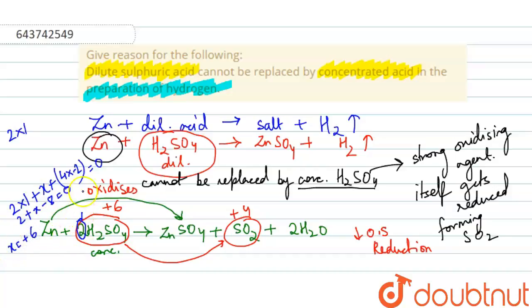So this way you calculate the oxidation state of any atom or any element that is present in a molecule. So this is your complete answer.